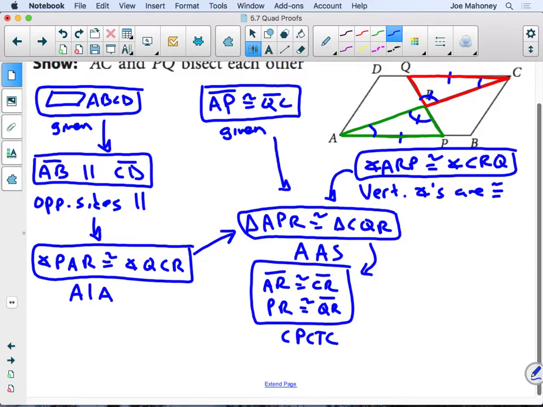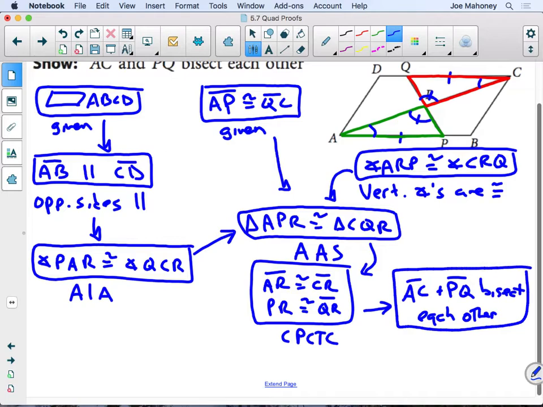And then the final thing that we're going to say is that by the definition of bisector, that AC and PQ bisect each other. So that's going to go in my box. Underneath my box is the definition of bisector. Because if I asked you, hey, what does a bisector do? You'd say it cuts 2 things in half and makes equal pieces. Well, there's our equal pieces right before it, the CPCTC.